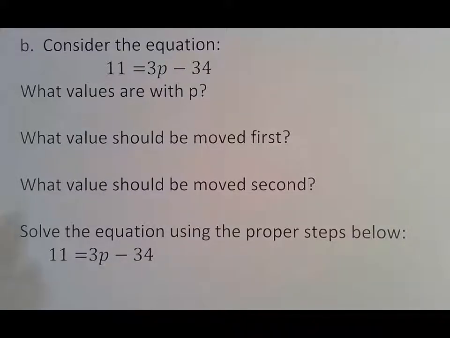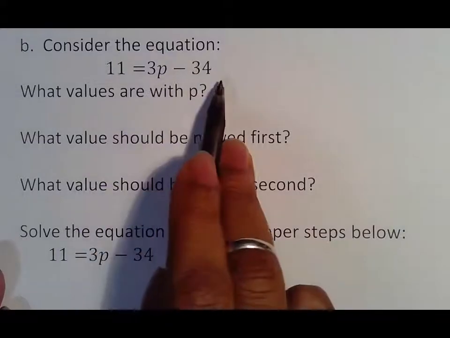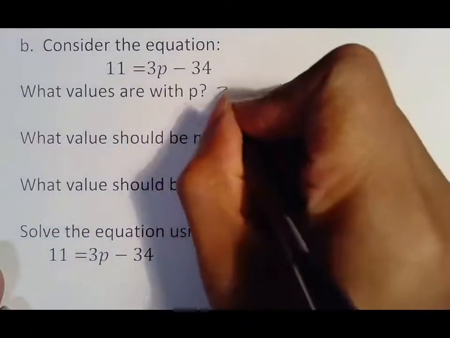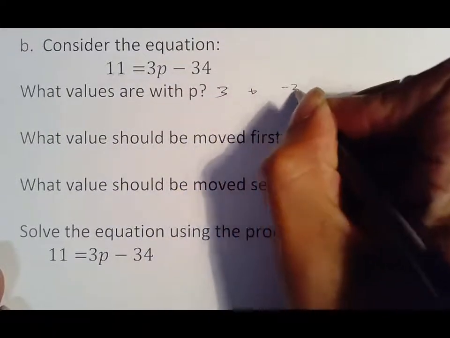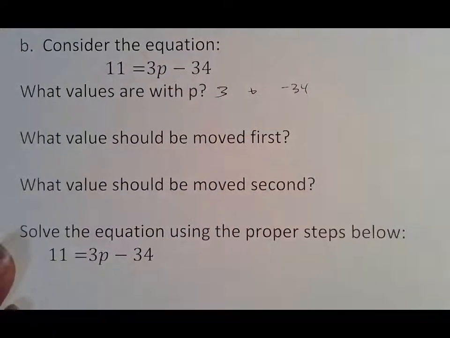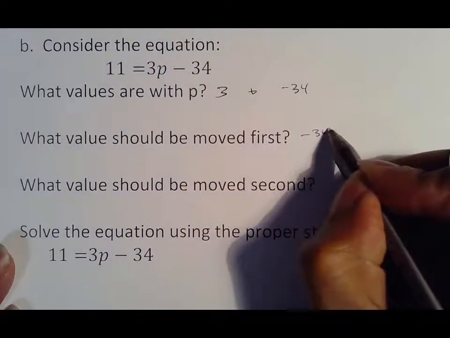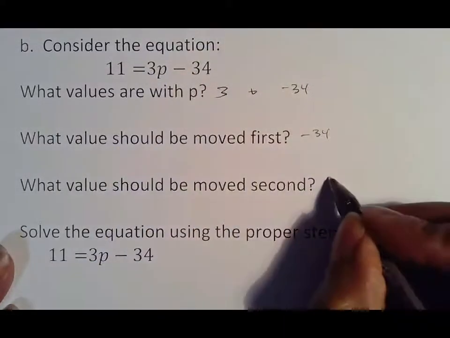And then one more, again, just the other type of problem where it's on the right side instead of the left. So again, what values are with P? I think we're good enough to start seeing that 3 and negative 34 are with P. What value should be moved first is the added value or subtracted value, so negative 34. What value should be moved second is the 3.